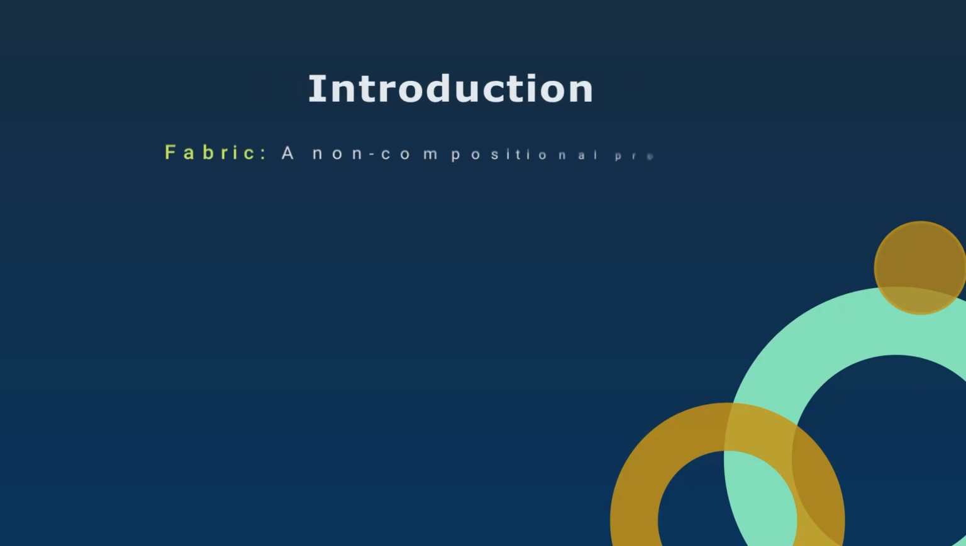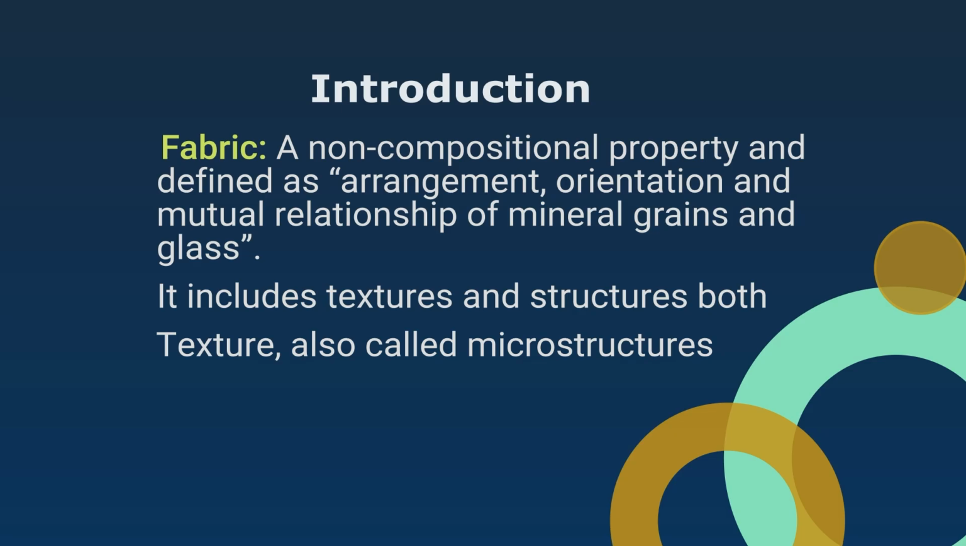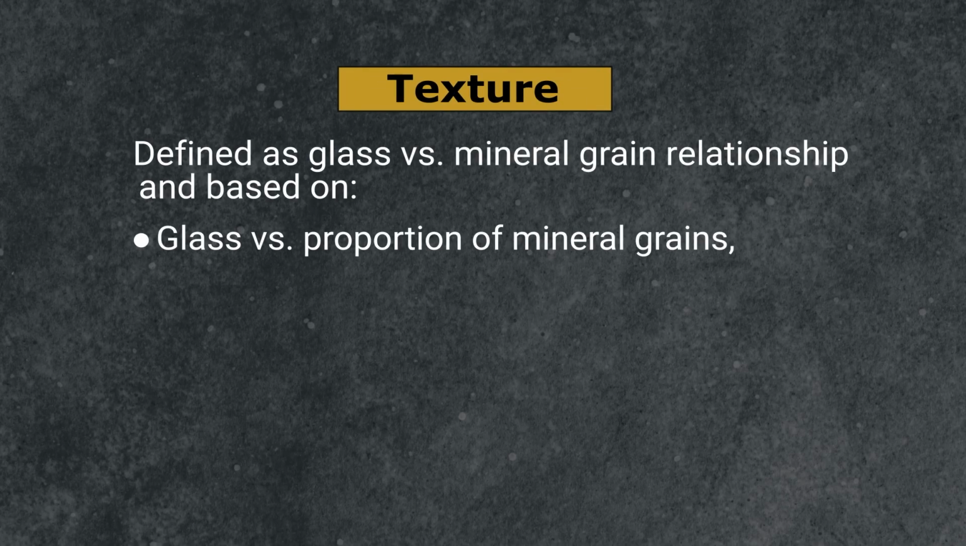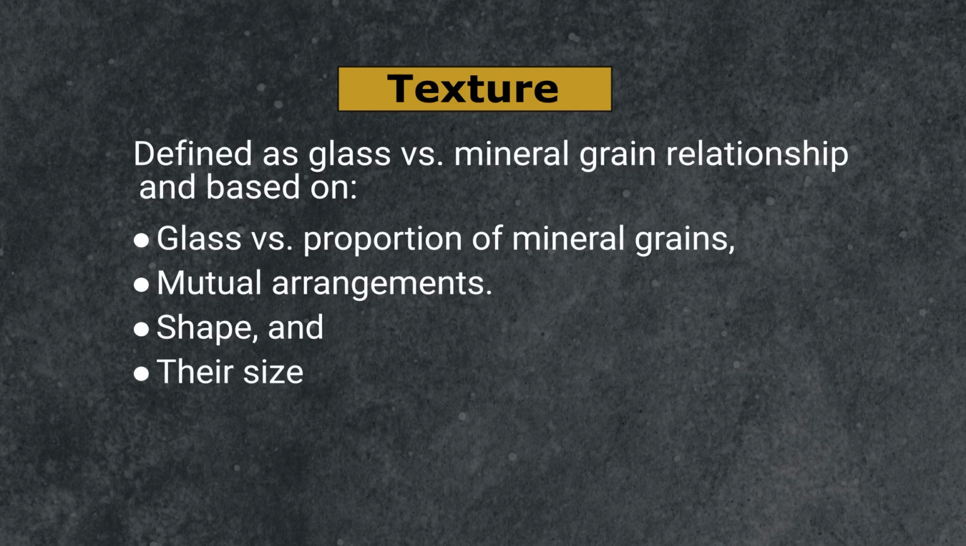Now let us introduce what is fabric: a non-compositional property, defined as the arrangement, orientation and mutual relationship of mineral grains and glass. It includes textures and structures both. Texture is also called microtexture. What is texture? Texture is defined as the glass versus mineral grain relationship, and it is based on the proportion of glass versus mineral grains, their size, shape and mutual arrangement.